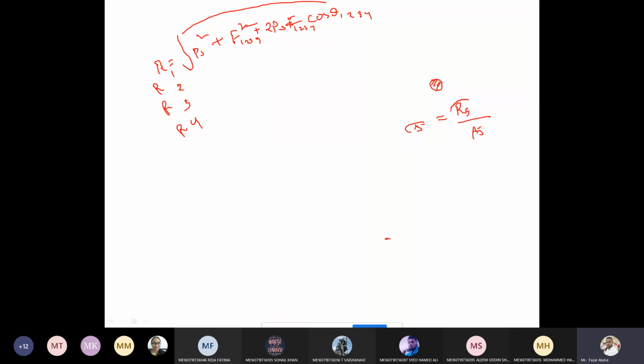Why am I writing this? Because we are calculating the resultant. On each rivet, two forces are generating, so instead of P, I'm writing R. So from this, resultant force equals shear stress into area. What is the area? The area of the circular section, pi by 4 into d square.